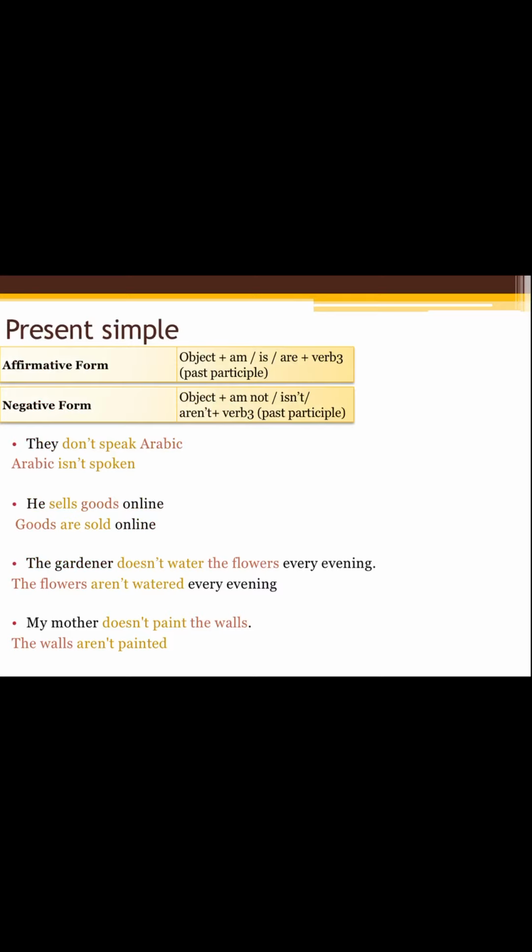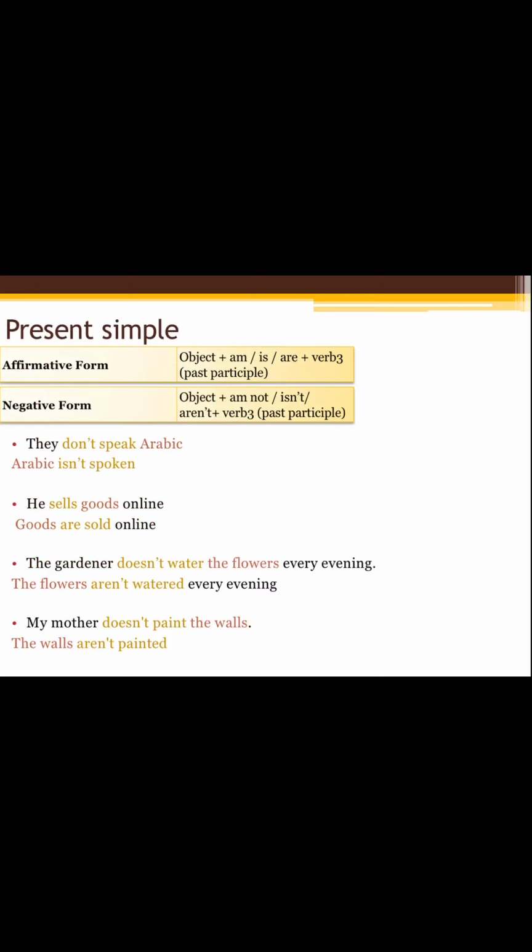Now I can say, for example, the walls aren't painted by my mother, or in the previous sentence, the flowers aren't watered every evening by the gardener. It's up to you to put the doer of the action, but all of the focus, all of the attention here is going to the object or the action of the sentence.